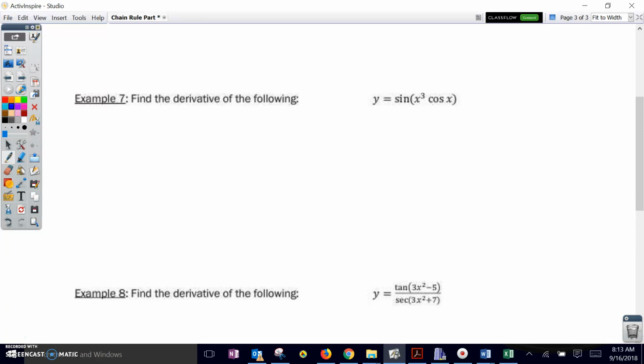So sine is my outer function here, and x cubed cosine of x is my inner function. So when I find the derivative, I'm going to take the derivative of the outside, leaving the inside the same. The derivative of sine is cosine. I'll leave the inside the same. And then I'm going to multiply that times the derivative of the inside. The derivative of x cubed sine of x.